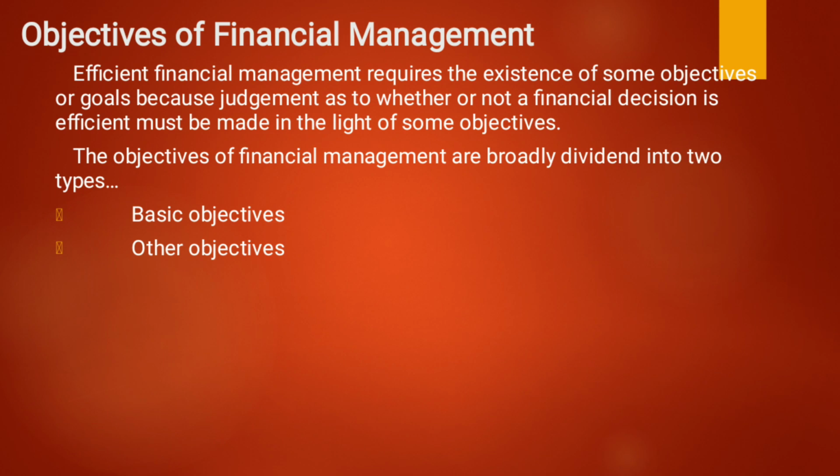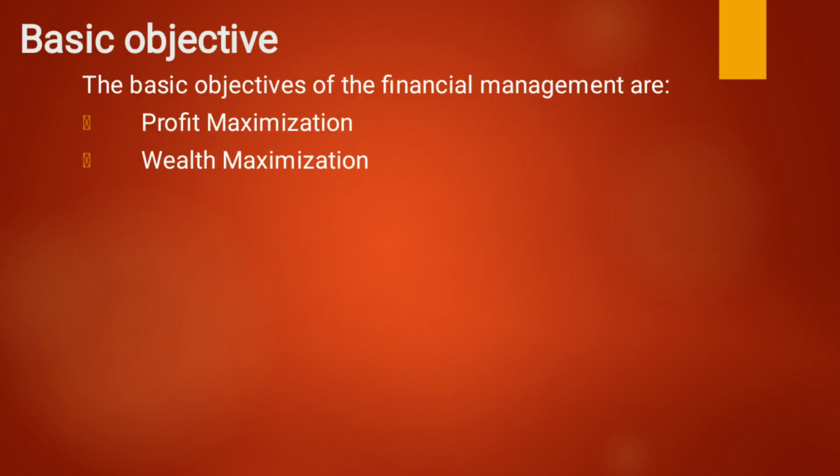Objectives of financial management. Efficient financial management requires the existence of some objectives or goals because judgment as to whether or not a financial decision is efficient must be made in the light of some objectives. The objectives of financial management are broadly divided into two types: first, basic objectives, then other objectives. The basic objectives of financial management are profit maximization and wealth maximization.